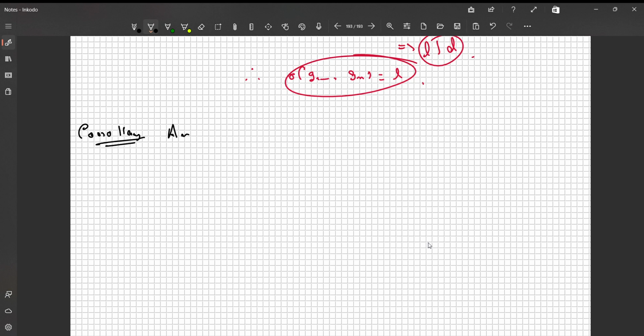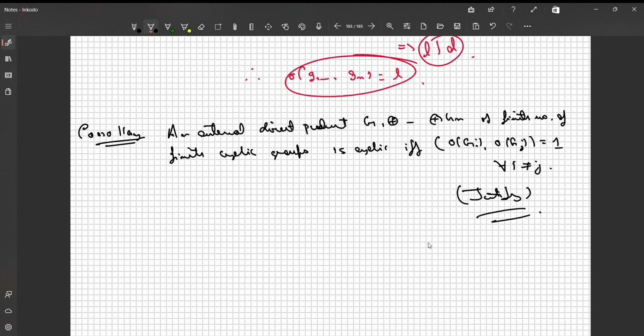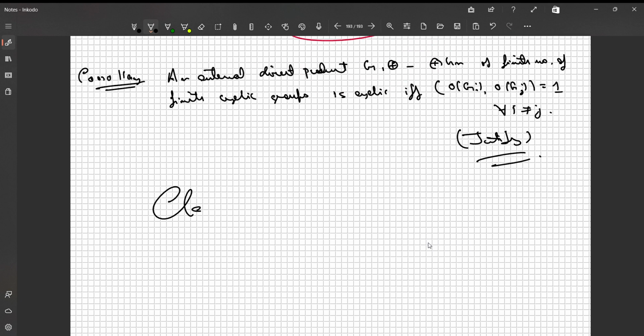Clear? Okay. So an immediate corollary to this, which is worth mentioning, is that an external direct product G1 through Gn of finite cyclic groups is cyclic if and only if the orders of Gi and Gj are coprime, that is gcd is 1, for all i not equal to j. Try and justify this using the theorem I just stated. Okay.